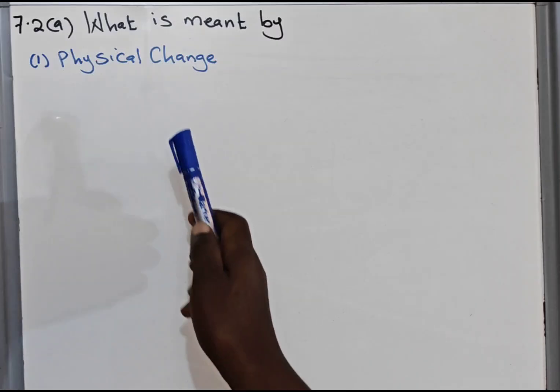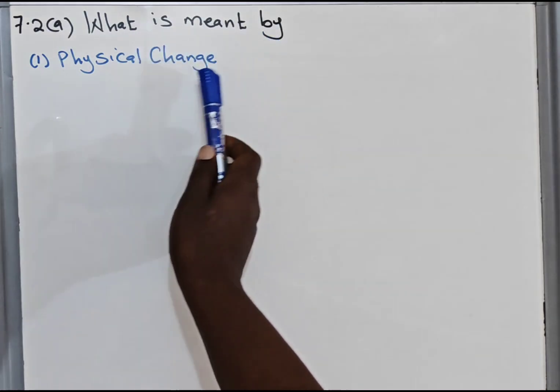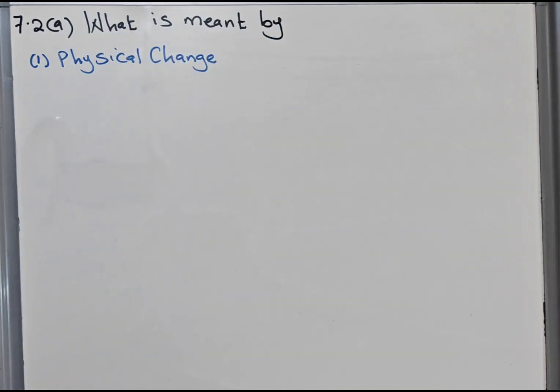Today we are looking at this question, and it says, what is meant by physical change? Physical change has so many various definitions, but the best we can pick from all those is that it involves change in the form or appearance of a substance, but does not involve any chemical change. So there is no change in the chemical composition.